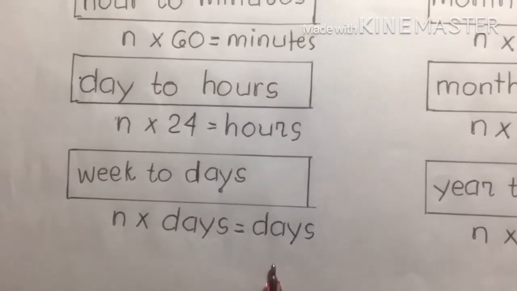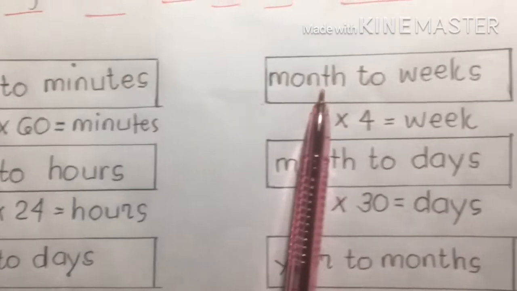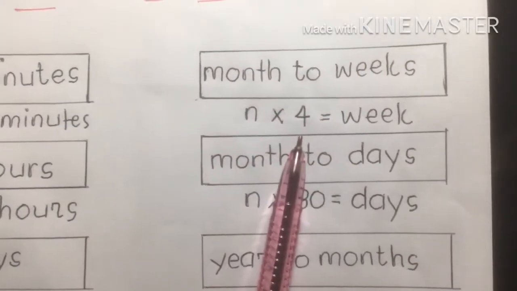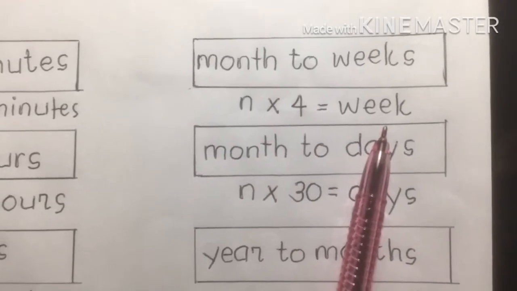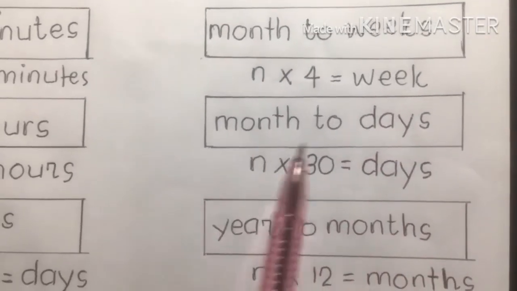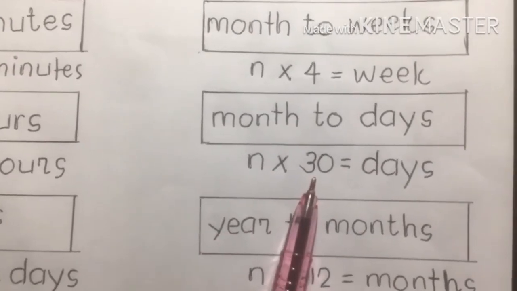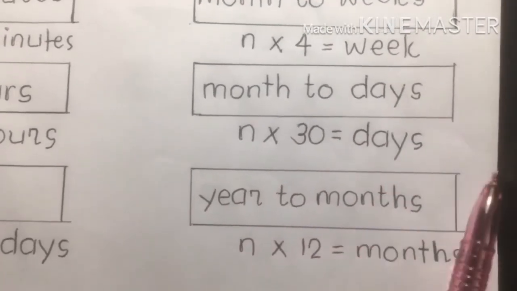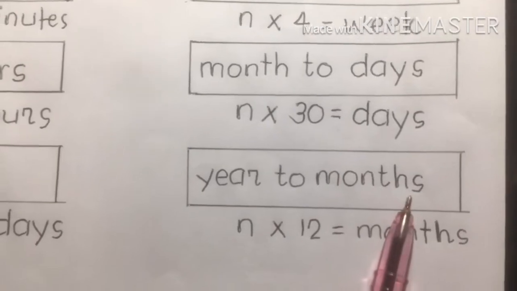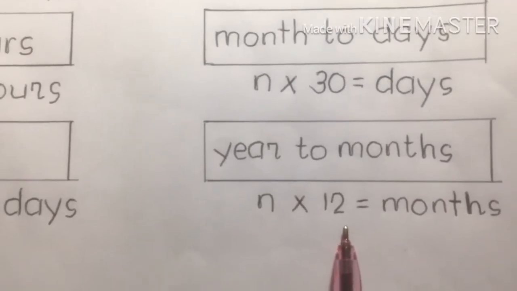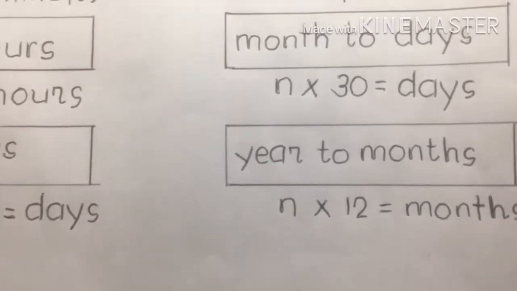That's the result. Month to weeks: how many months, then multiplied by 4. That's the result of the weeks. Month to days: number of months multiplied by 30 days. That's the result, the days. Year to months: multiply the number of years by 12, then that's the number of months. That's the result of your answer.